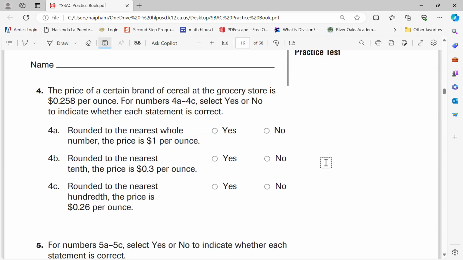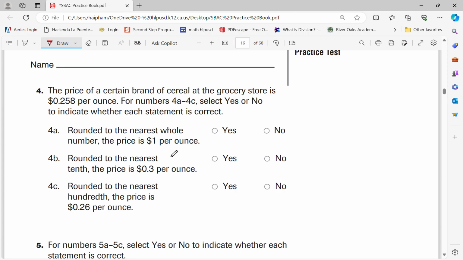All right, page SB16. The price of a certain brand of cereal at the grocery store is 0.258 dollars per pound, cents per pound. For numbers 4A through 4C, select yes or no to indicate whether each statement is correct. So these questions are very similar to what we did earlier for the first 2 sets of problems.